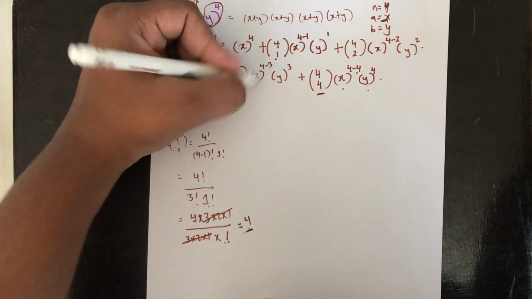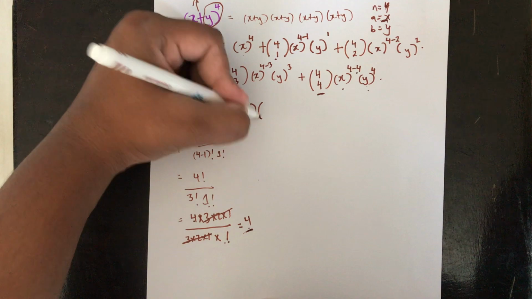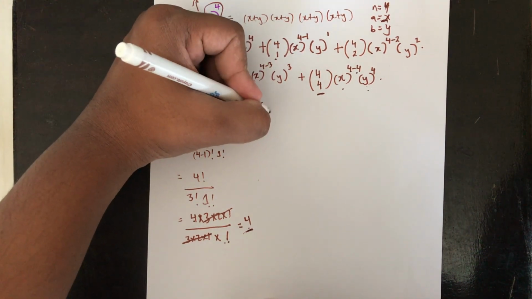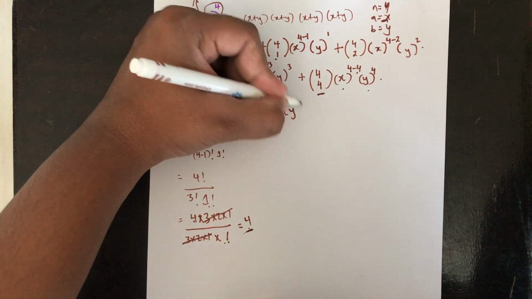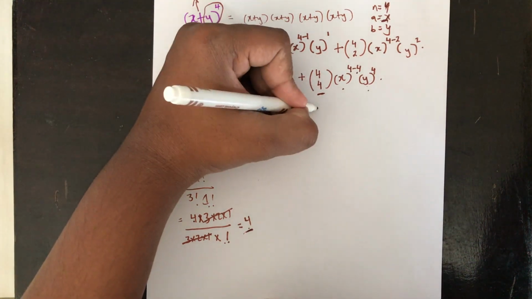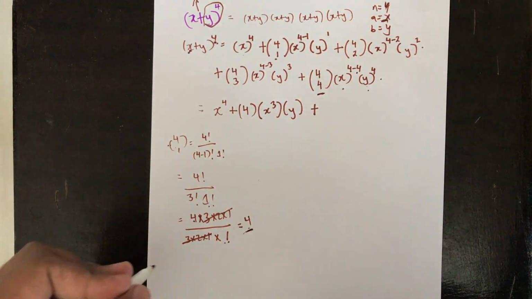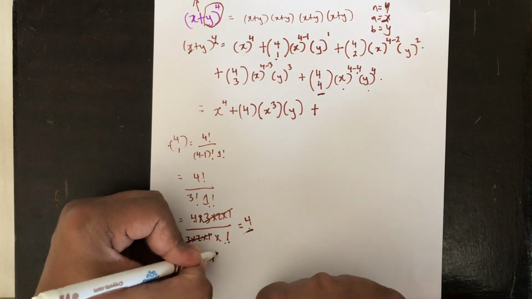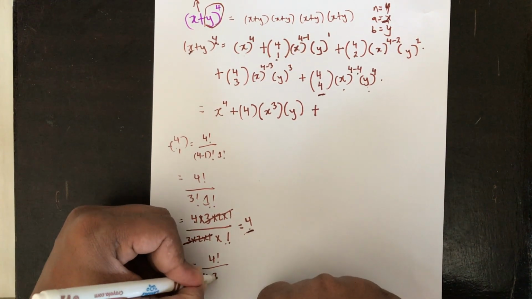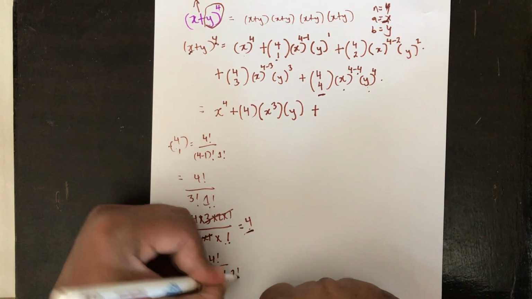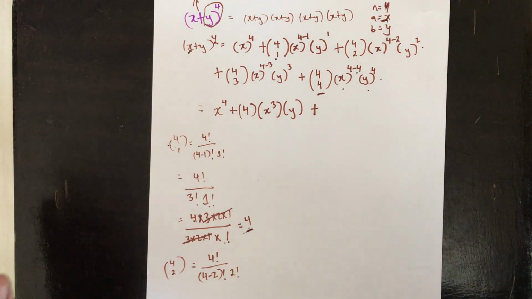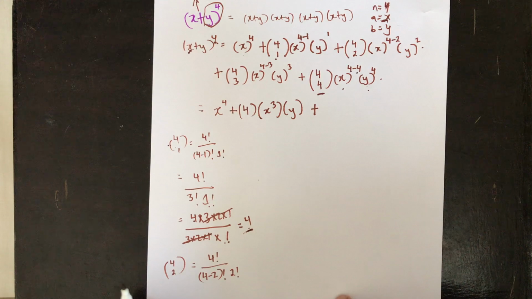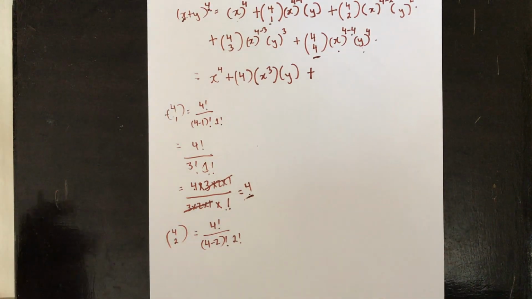So it's going to be 4 into x power 4 minus 1, which is x cubed, into y, plus 4c2. What is 4c2? This is the same as 4 factorial over (4 minus 2) factorial into 2 factorial. I'm just using the formula. It's just a matter of substituting values so that you can get your answer.